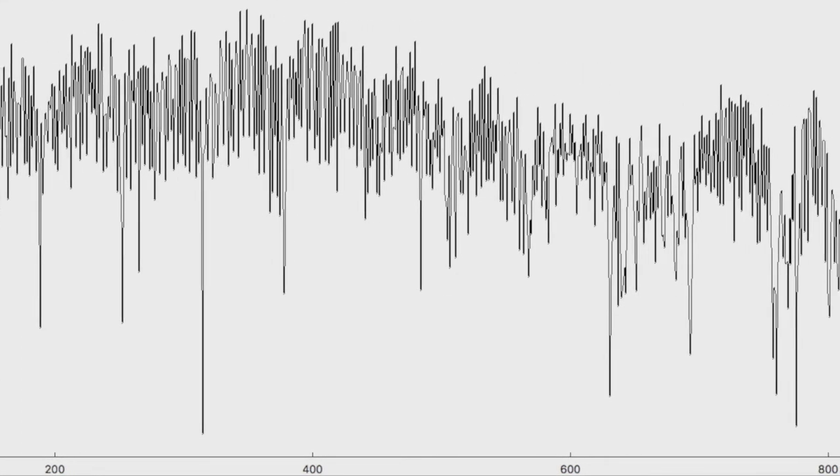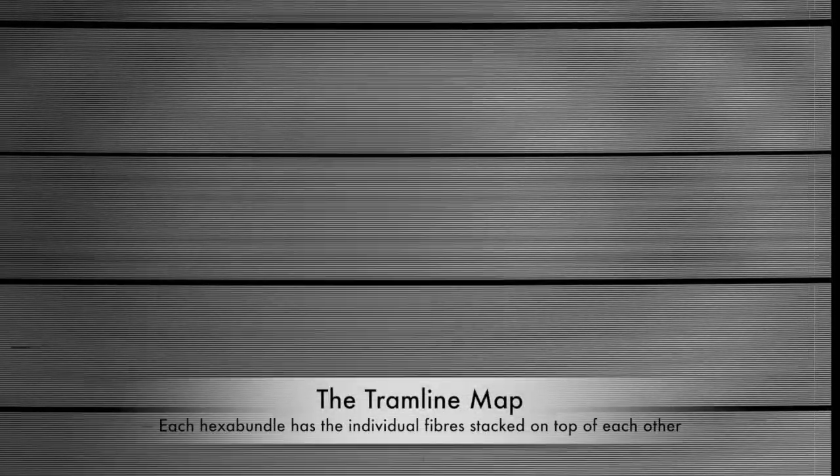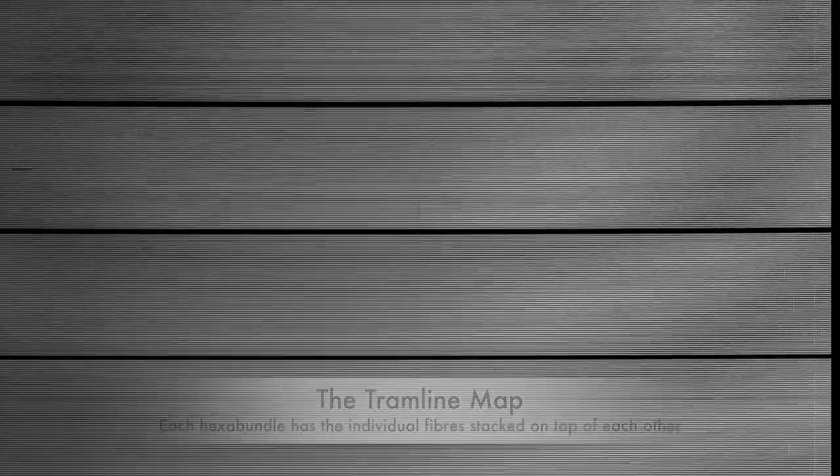For spectroscopy using fiber optics, another important calibration is a tramline map. The spectrograph spreads the light from each fiber into a spectrum that stretches across the camera image in one direction. Additional fibers are stacked above and below so that each spectrum occupies its own narrow strip of the image between its neighbors. The tramline map shows where each spectrum is within the overall image.